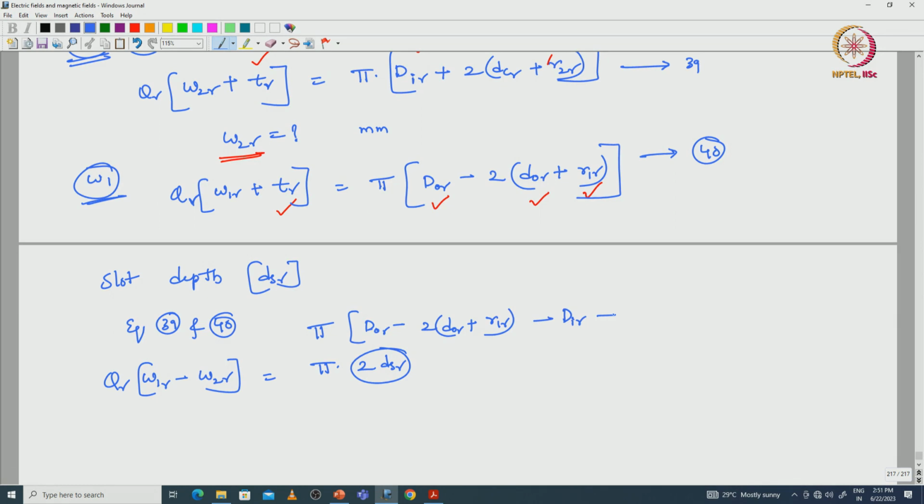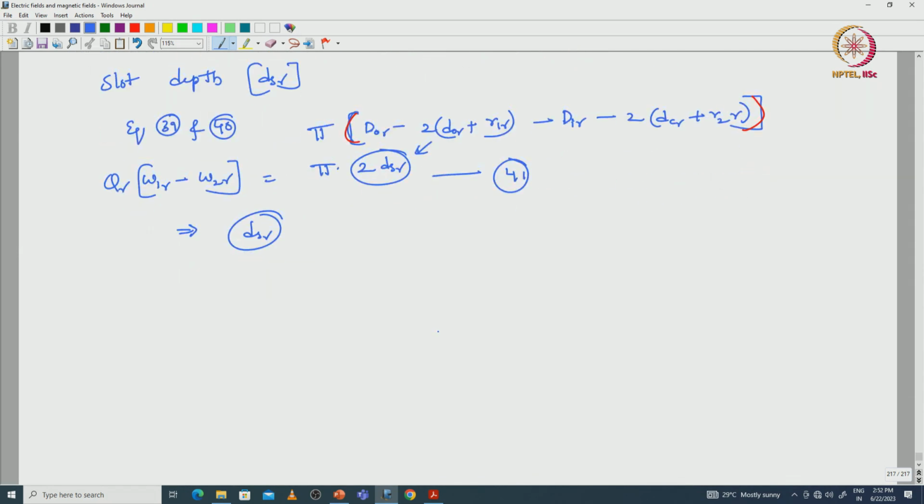minus inner diameter of the rotor minus 2 into back iron width plus radius at the bottom side of the slot. This will eventually result in 2 into DSR, or this complete value in the bracket is equal to 2 into DSR, that is slot depth. So, from this equation we can find the DSR value. This is the equation for DSR, it is 41. So, we have calculated all the dimensions of the rotor slot.